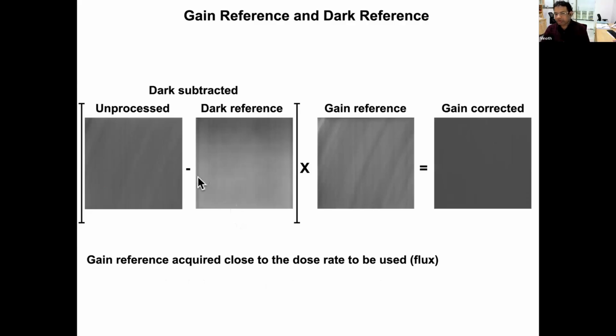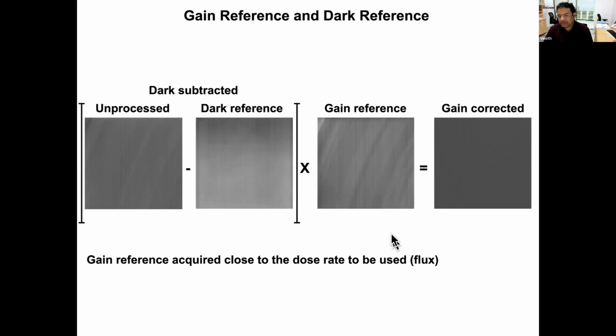Another important thing before you start data collection is collecting a gain reference. So there are two things. One is you have this unprocessed image, and the dark reference is a property of the detector, when there is no beam and you have some noise coming from the electronics. So that's the dark image. So you subtract the dark from the unprocessed, and then you collect a gain reference, which is where you have the beam on, but in a vacuum. So you choose a grid square where there is no carbon, there is no sample, just an empty square or empty hole, and then you collect an image, you multiply that, you get a gain corrected image.